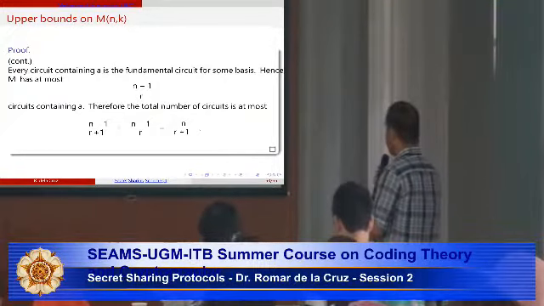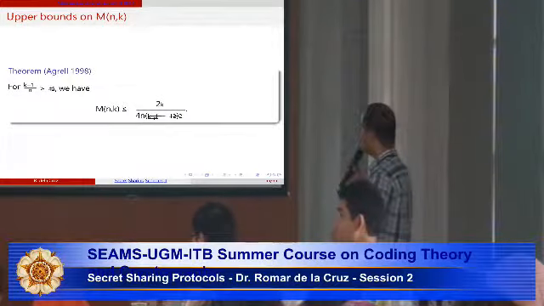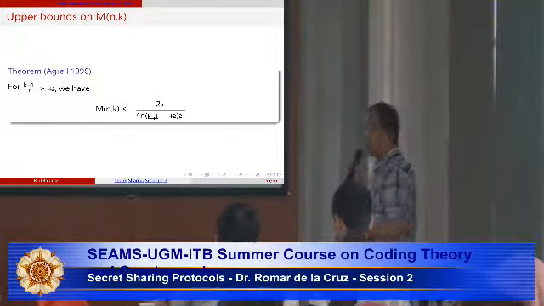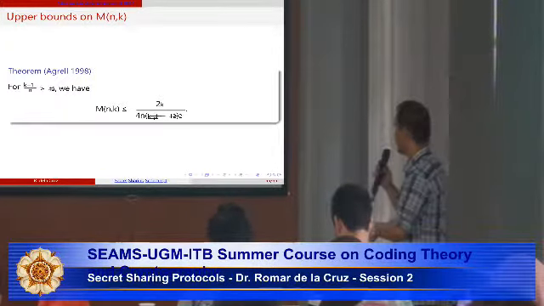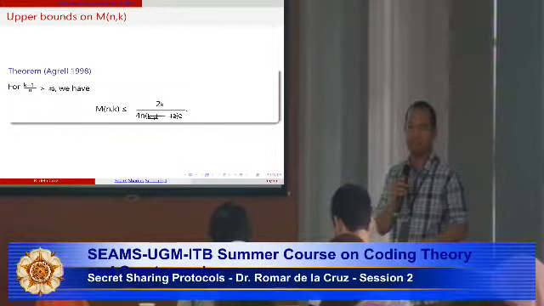Another upper bound is the following. This one is again by Agrell, and it depends on the rate of the code. If the rate of the code is greater than 1/2, we have this upper bound.